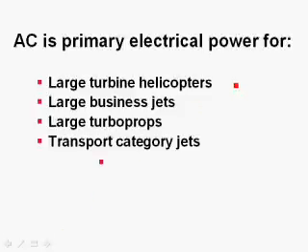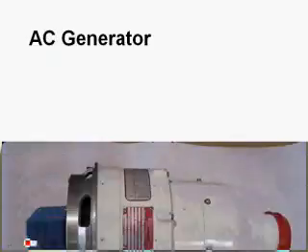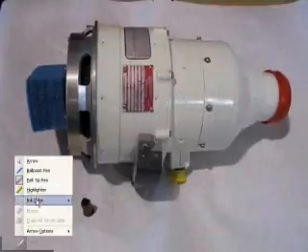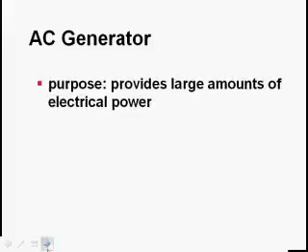When you fly these machines, you're going to need to understand alternating current, which is the purpose of this chapter here. Generators, we've got to have an alternating current generator. Here's a picture of one. And I'll show you some more pictures later.